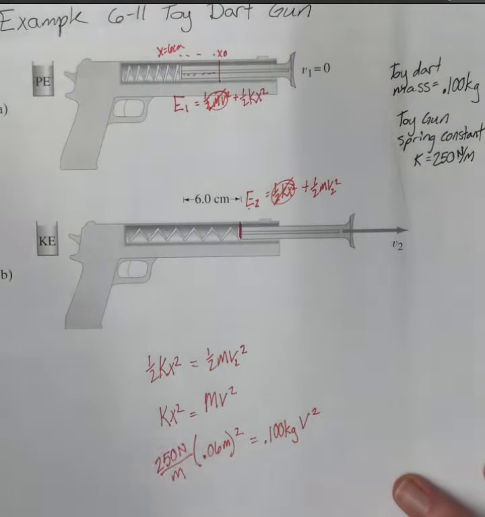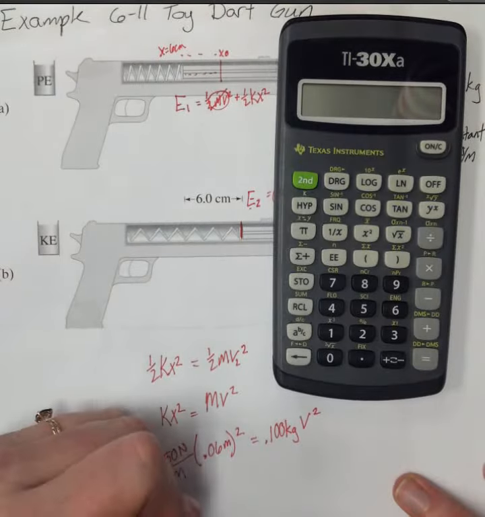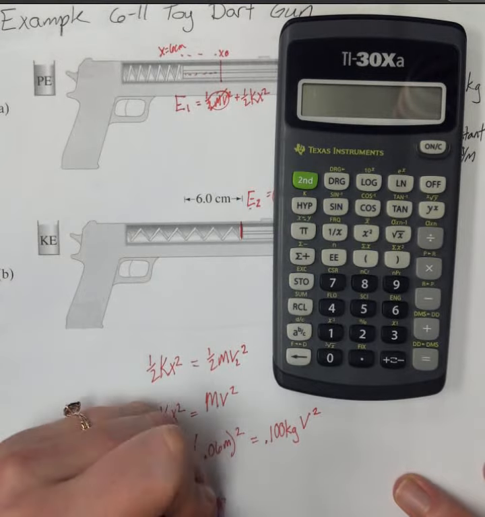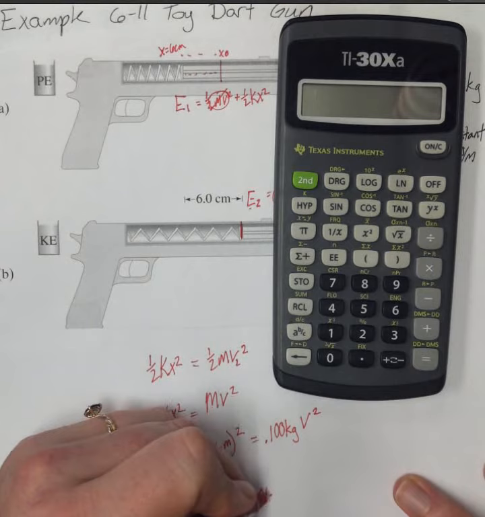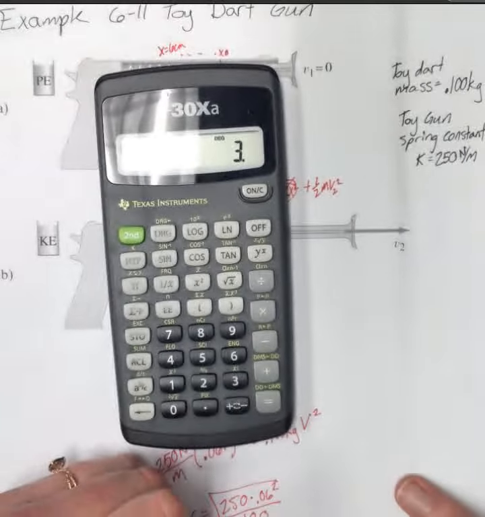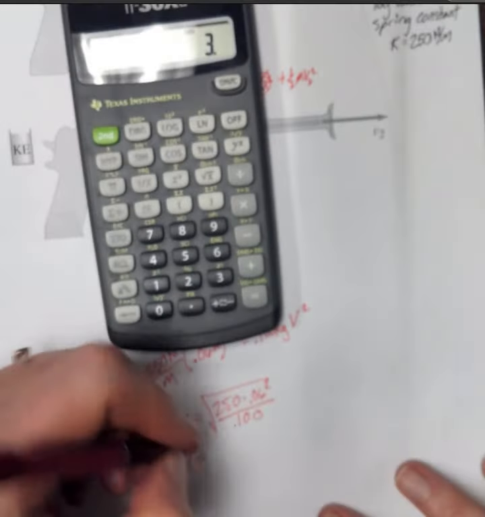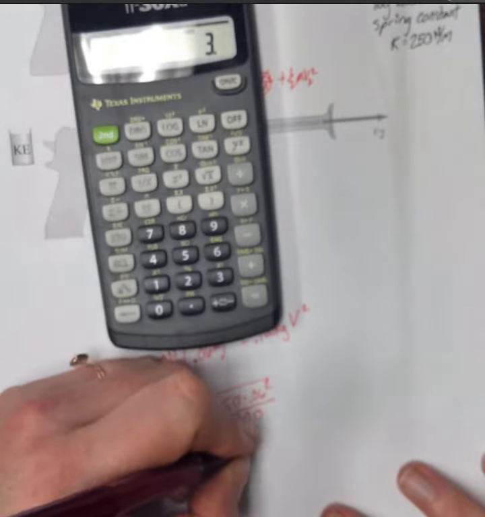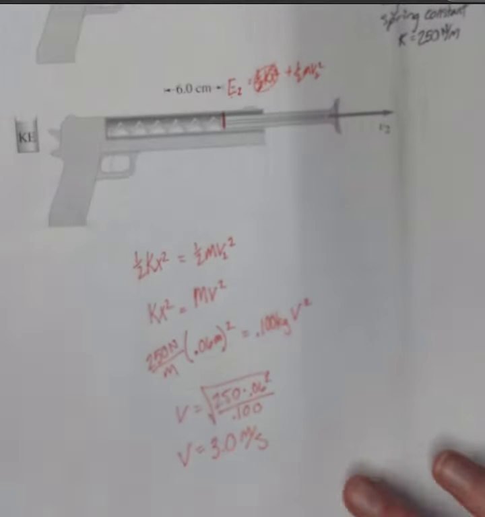And I solve this problem for velocity, and I say that the velocity is going to equal the square root of 250 times 0.06 squared, divided by 0.1. I take the square root of that, and I get that the velocity that the dart gets released at is 3 meters per second. And that seems like a very reasonable amount.